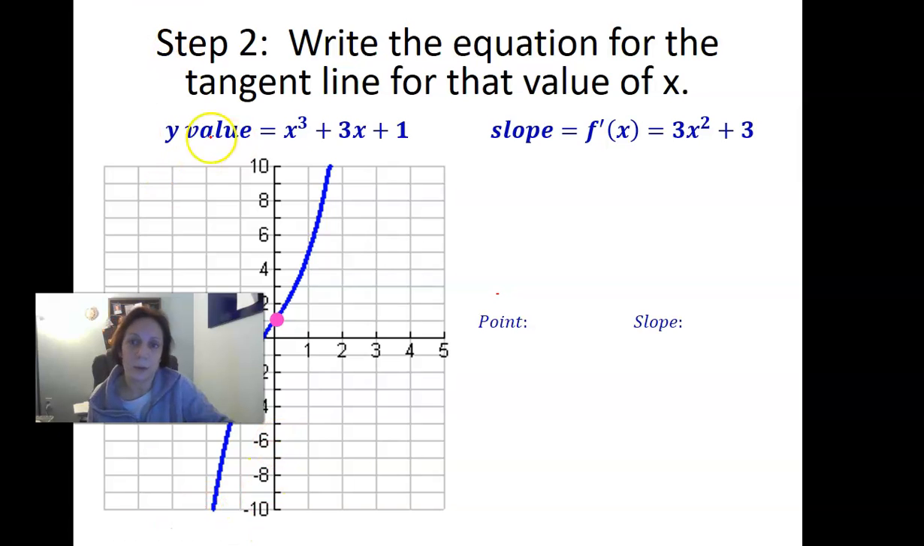So do yourself a favor, and before you even do anything, get these 2 equations handy, write them down. This is where I'm getting my y value. This is where I'm getting my slope, and keep them handy. You'll want to refer to them. We're going to refer to them over and over and over again.